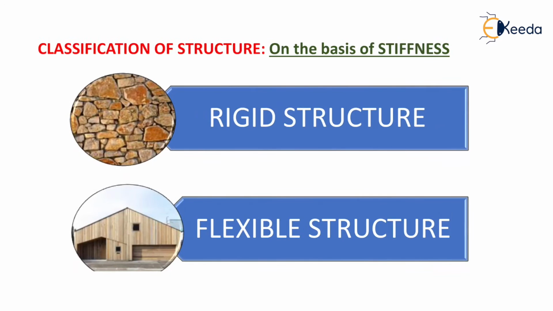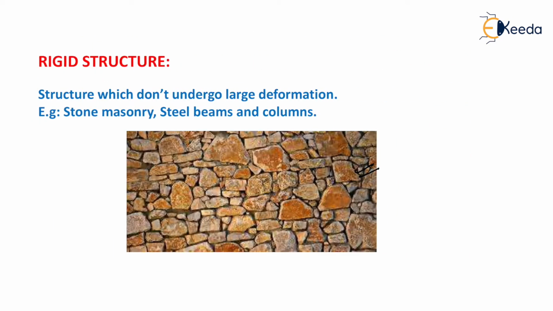Okay, now what are the classifications on the basis of stiffness? On the basis of stiffness, we had classified the structure into two types. First one is the rigid structure, second one is the flexible structure. Now what is rigid structure? A structure which does not undergo large deformation is known as rigid structure. Example, stone masonry, steel beams and columns. Okay, now here I have shown a stone masonry which is an example of rigid structure.